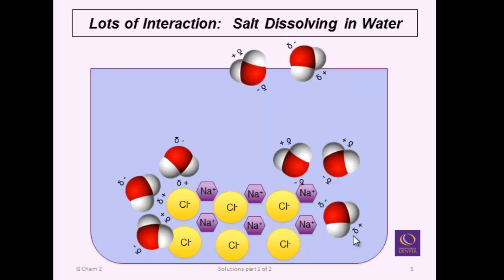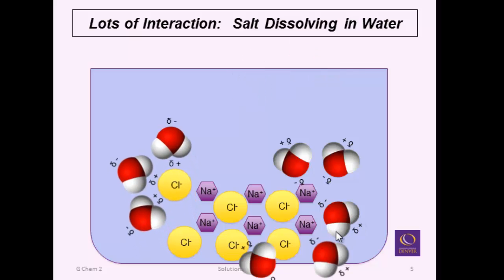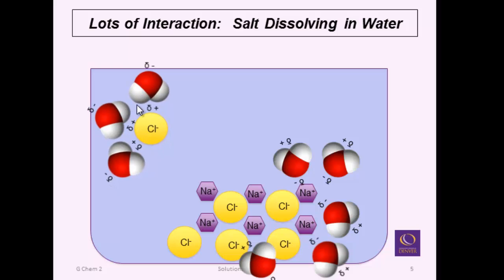So lots of interaction. Let's talk about salt dissolving in water. This is a good model to explain a lot about dissolving. So here's my water molecules. And when I dissolve the salt, the polar ends of the water, the slightly positive end where they've lost electrons in the poles, attaches to the chloride anion, and then the negative end, where the electrons have shifted over in this covalent bond, attracts to the positive sodium ions.